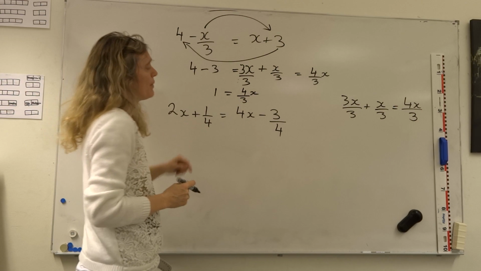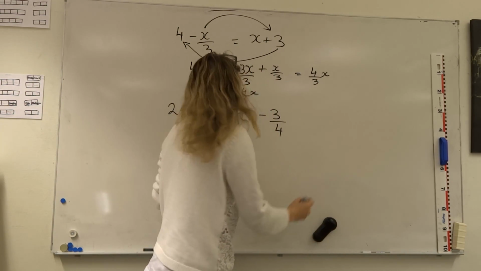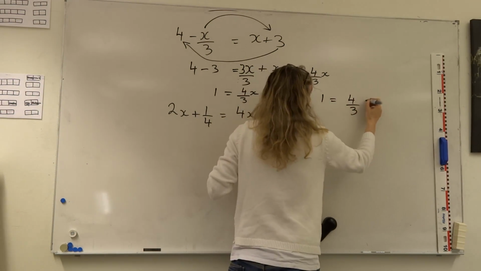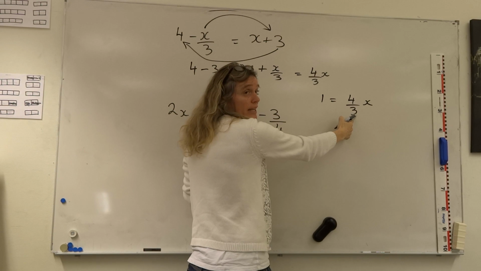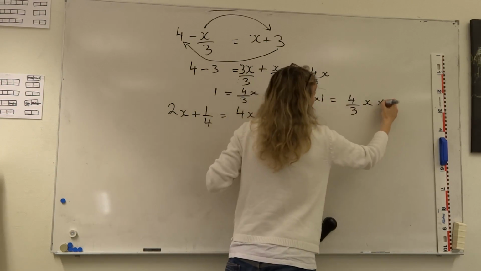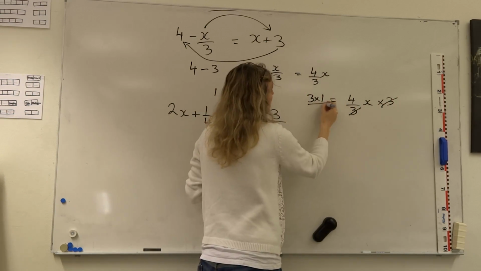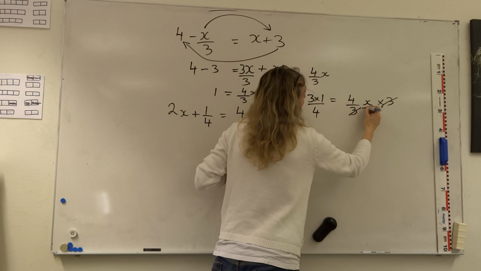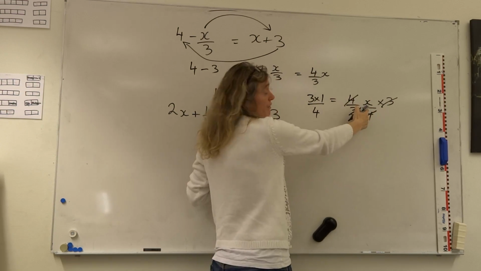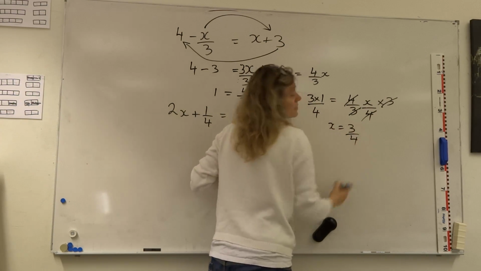What we need to do now is rearrange that one so that we get one lot of x. So we know that 1 is 4 over 3x. To get rid of the 3 down here, we multiply both sides by 3. That cancels. And we divide both sides by 4. Because that one cancels. This gives us x by itself then. So we get x equals 3/4.